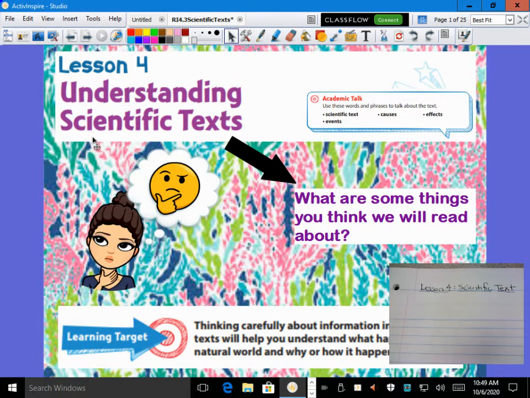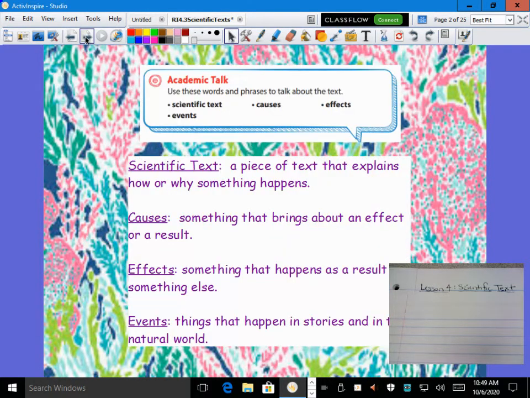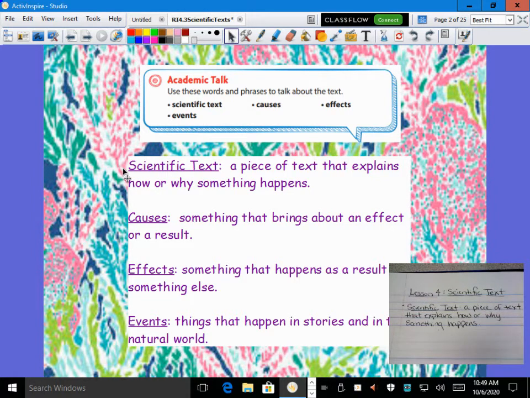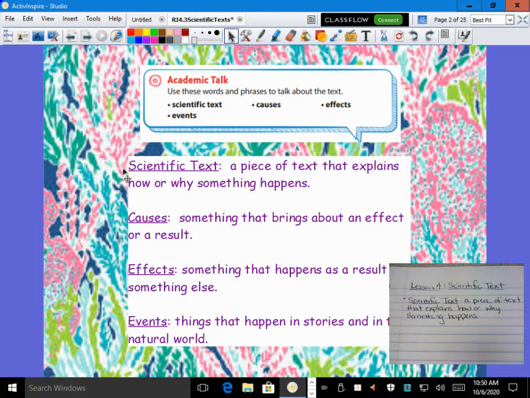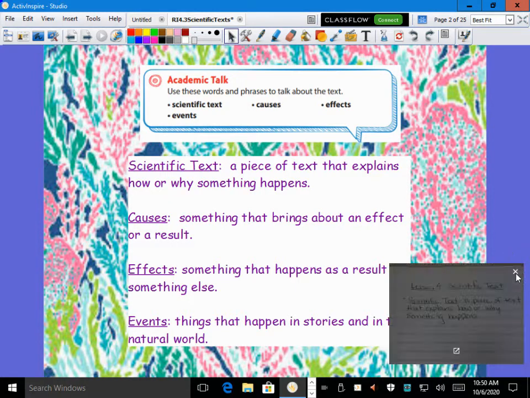All right, if you have your heading ready to go, let's go ahead and take a look at these vocabulary words. So the first one that we need to write down is scientific text. And we know that's a piece of text that explains how or why something happens. And I have mine already written down here in my notebook. Now, you at this point may need to go ahead and pause. We have 4 words. And what I want you to do is go ahead and copy those 4 words and definitions down, okay, in your reading notebook. When you're ready to move on, go ahead and hit play. All right, let's keep going.